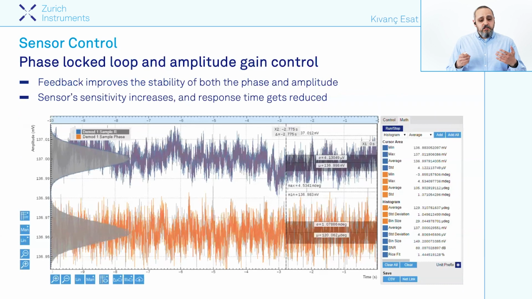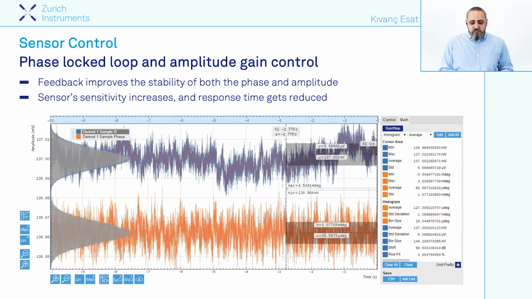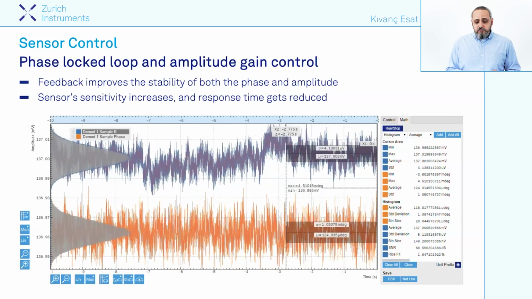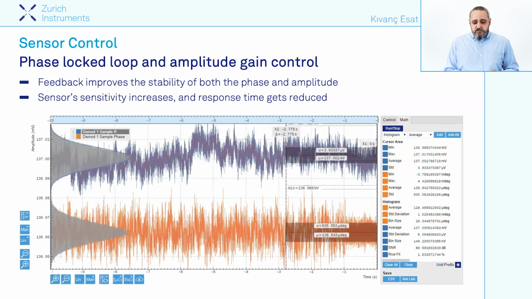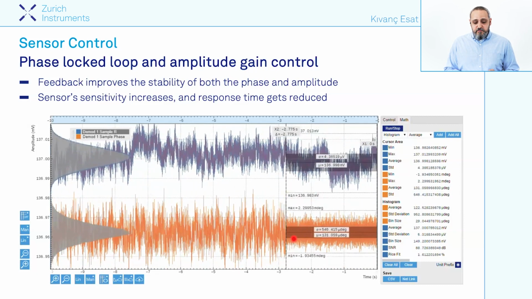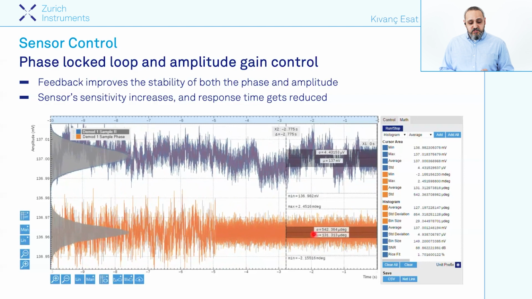Let's look at a concrete example, actually, of what a phase lock loop and, in addition, an amplitude gain control would give us. So here above, blue is the amplitude over time, and the orange is the phase over time. And you see when there's no control, the signal is fluctuating a lot. It's not stable. We will first enable the PLL in a few seconds. And there we go. This is the onset of the PLL where we see a stable response that we can rely on.